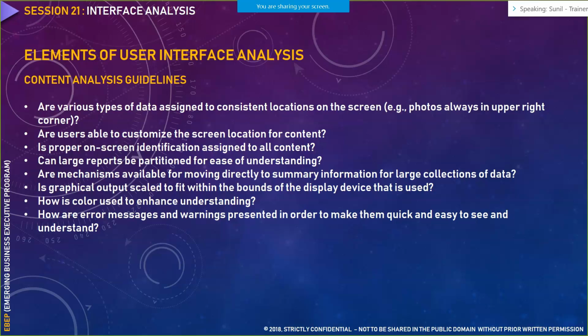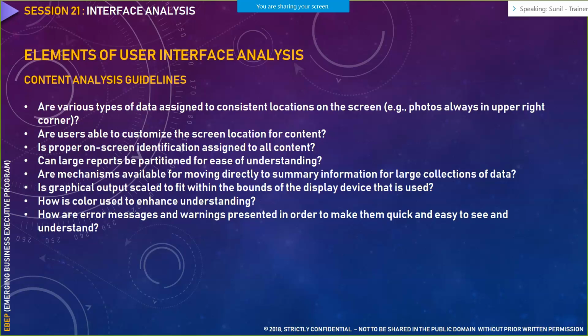Now, these are some of the content analysis guidelines, like a typical set of questions that we need to ask when you are doing content analysis. Are various types of data assigned to consistent locations on the screen? Example, photos always in the upper right corner. Then, are users able to customize the screen location for content? Is proper on-screen identification assigned to all content? Can large reports be partitioned for ease of understanding? Or is graphical output scaled to fit within the boundary of the display device that is used? How is color used to enhance understanding?